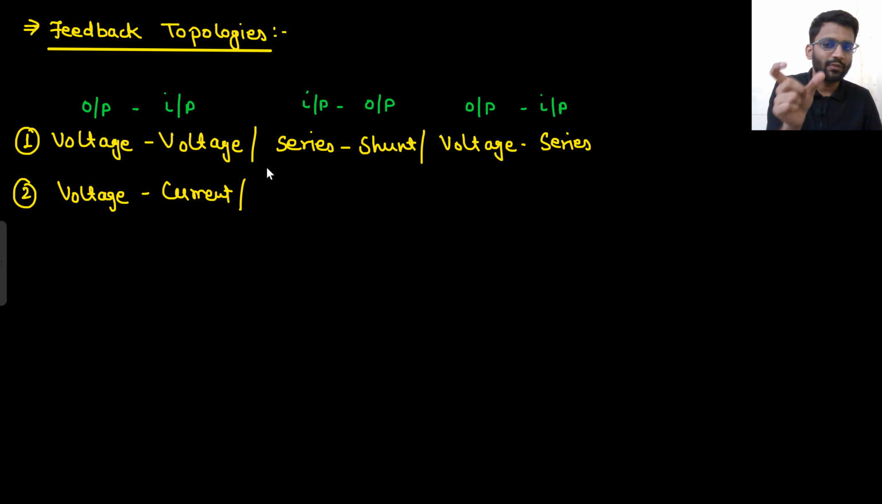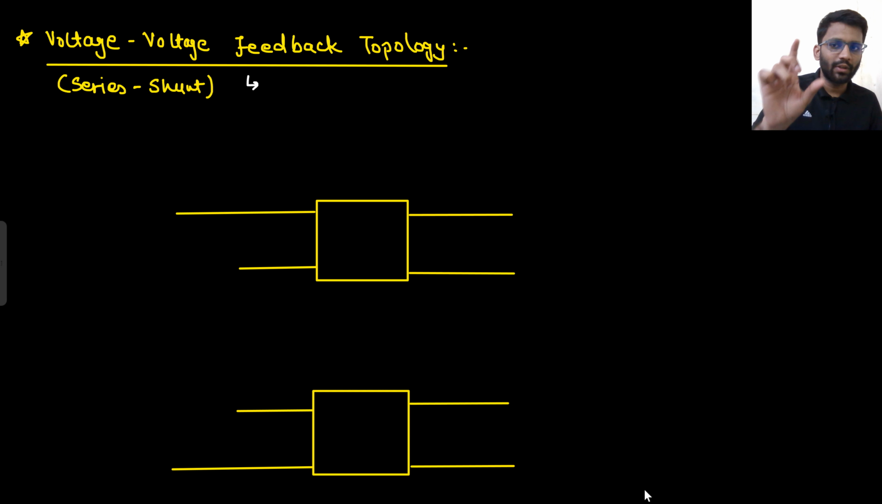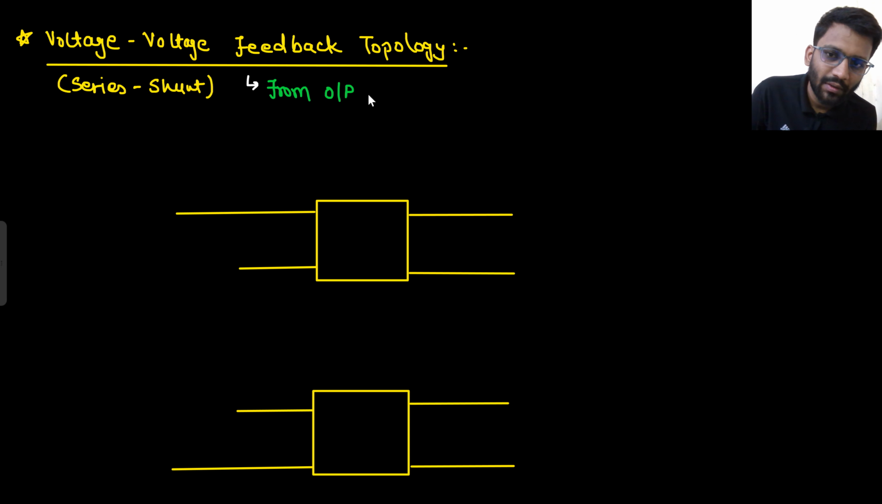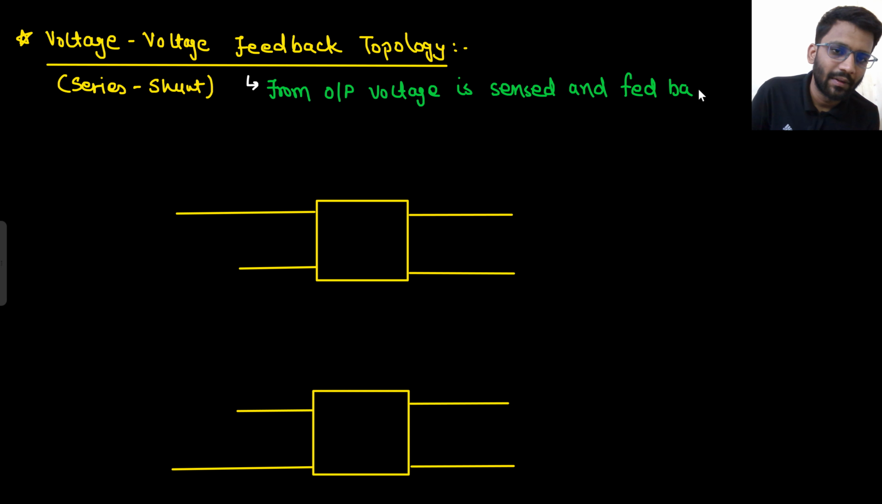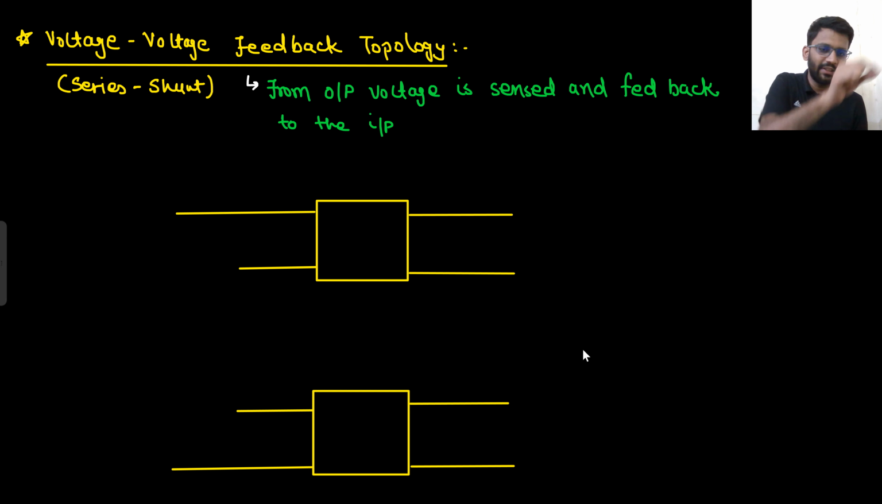So the first feedback topology is voltage topology, you can say series shunt or voltage series. Let's make the diagram, it will be more clear. We are talking about voltage feedback topology. What do you understand by that? From output, voltage is sensed and mixed with the input and fed back to the input. So basically voltage is sampled. Our output voltage is V0. Now that will be fed back to the input. Output voltage is being sampled.